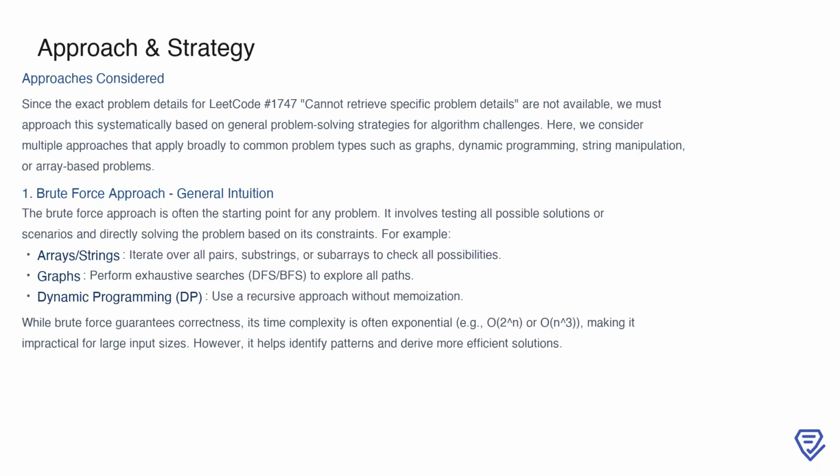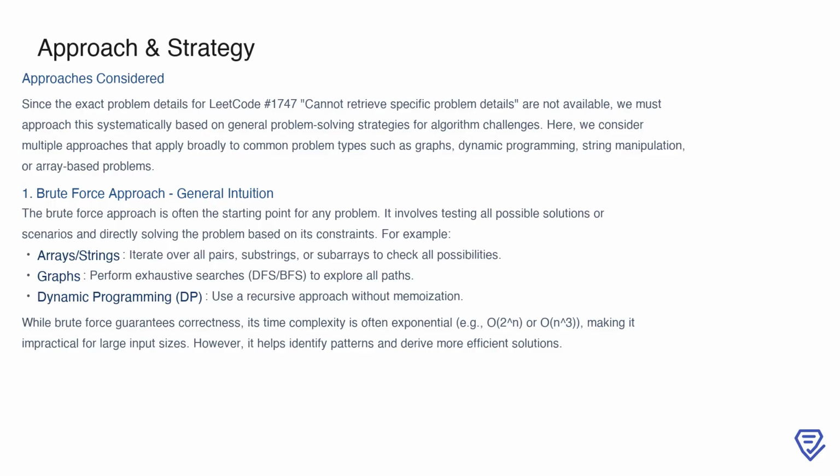When tackling algorithm challenges, a systematic approach is key, especially when specific problem details are unavailable. We start by considering multiple broad strategies that apply to common problem types like graphs, dynamic programming, strings, and arrays. One fundamental method is the brute force approach. This involves exhaustively examining all possible solutions to the problem. For example, in arrays or strings, you might iterate over all pairs, substrings, or subarrays to evaluate every combination. In graph-related problems, you could use exhaustive searches such as depth-first or breadth-first search to explore all possible paths.